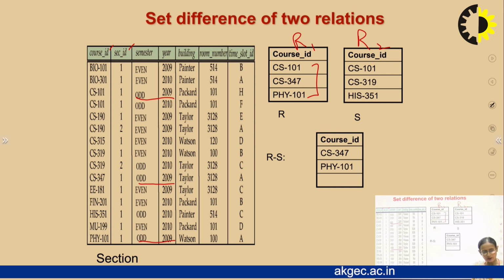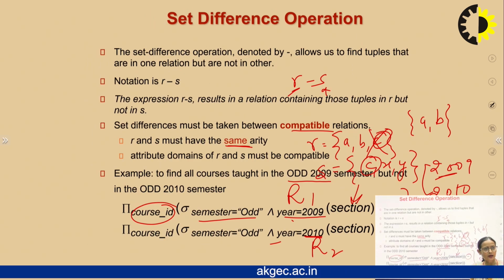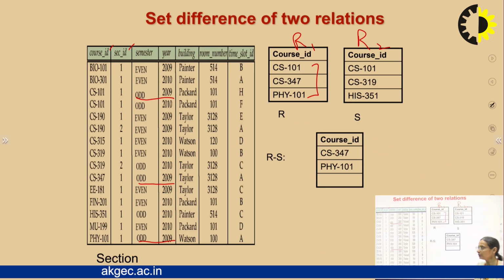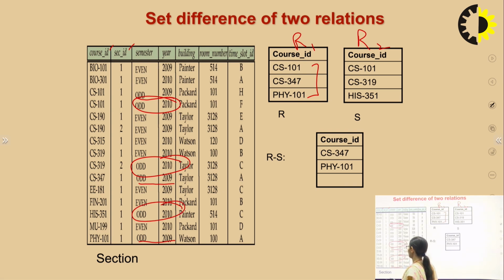In the next query, that is in the relation R2, what is happening? Semester is odd and year is 2010. So here I am having semester is odd, this, then this and this. So I am having 3 subjects here. Now what R minus S gives is what is present in this but not in this. So this is present in both, and these two are not present in relation S. So here I will get this output.